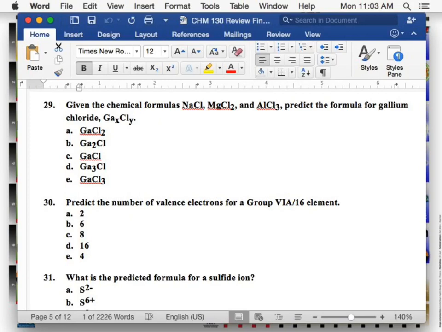What should I not look at? The other ones that are given. How about chlorine? Why ignore the chlorine? It stayed constant through all of these. So really what I'm concerned about is, what do gallium, sodium, magnesium, and aluminum have in common? They're all in the same row.